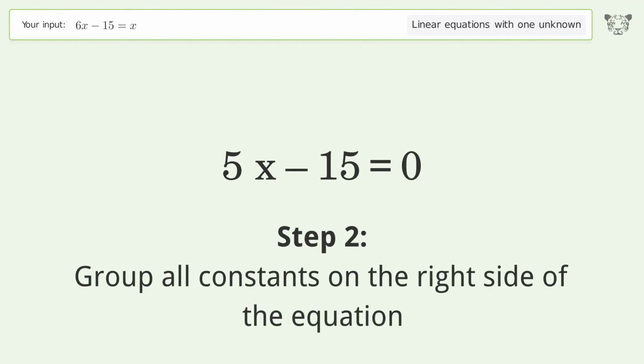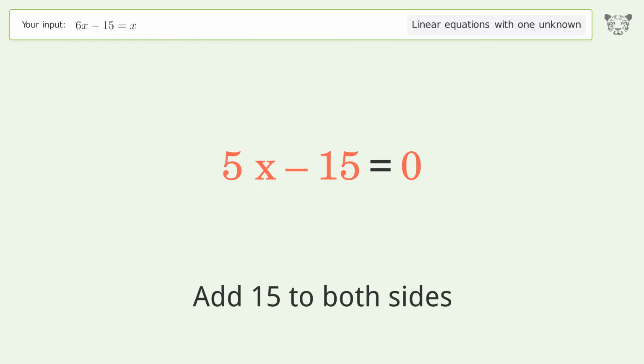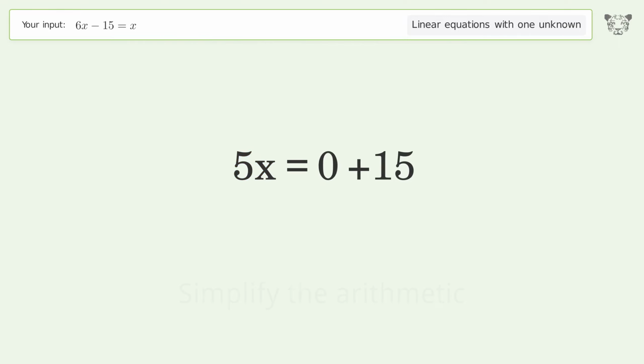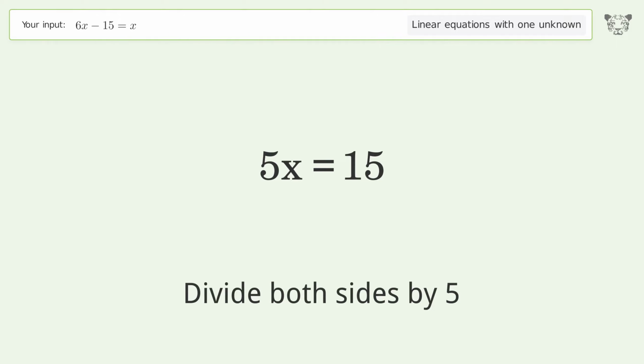Group all constants on the right side of the equation. Add 15 to both sides. Simplify the arithmetic. Isolate the x. Divide both sides by 5.